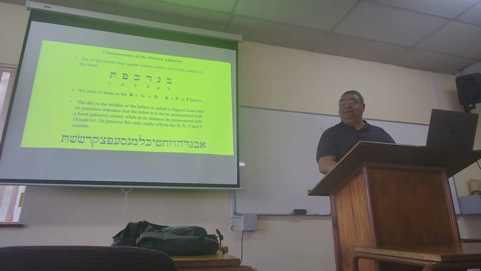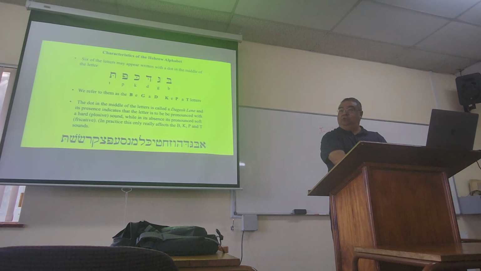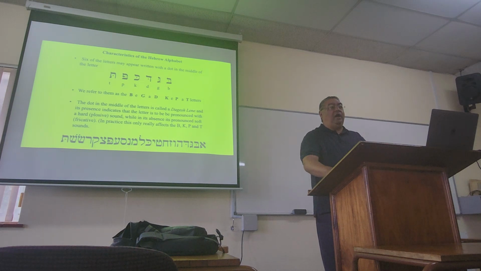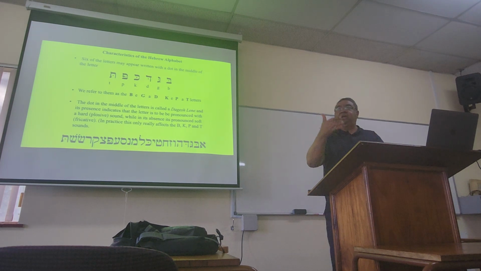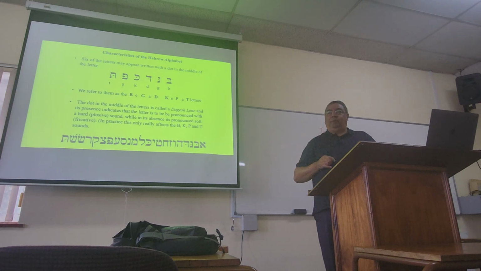Right, the Begadkefat letters are the 6 letters that can be written with a dot in them. That dot is called a dagesh lini, a hardening dagesh. When you write out the alphabet and you say the alphabet, you say each of those letters with a dagesh lini in it, which means hard pronunciation. But when you encounter it in words and the dot is gone, the dagesh lini disappears, then that means you're going to have to pronounce it with a soft pronunciation.